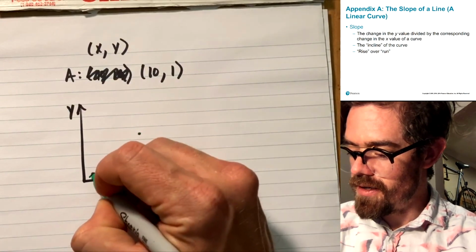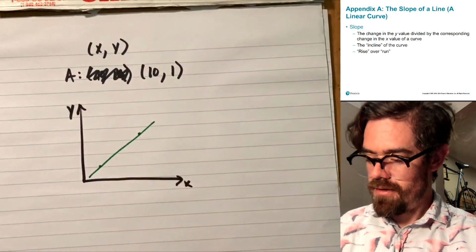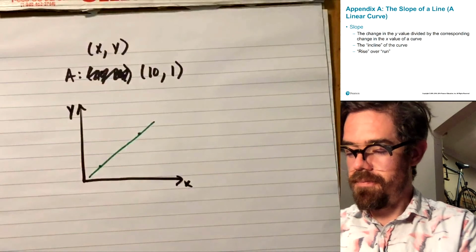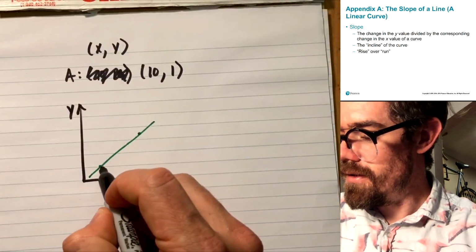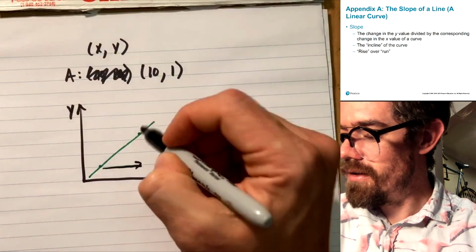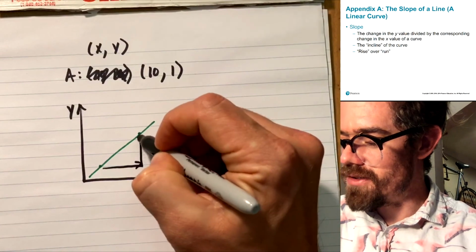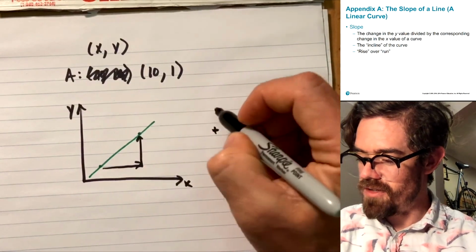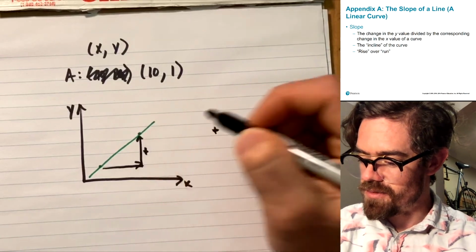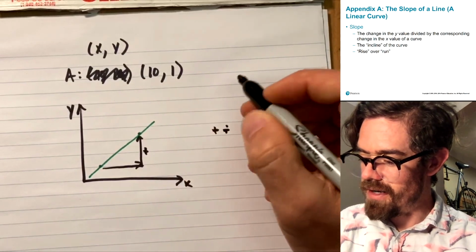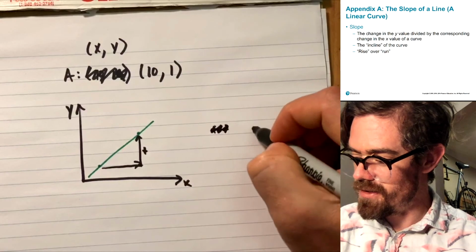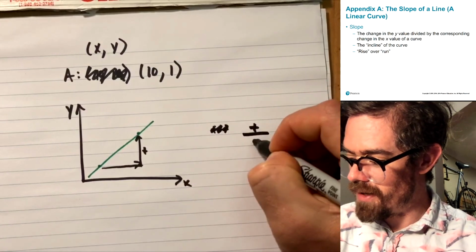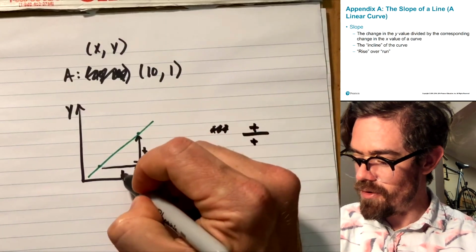We have 2 points on the line. This is a positive run, and this is a positive rise. So we have a positive number, because the rise here is positive, divided by a positive number. Both of these are positive.